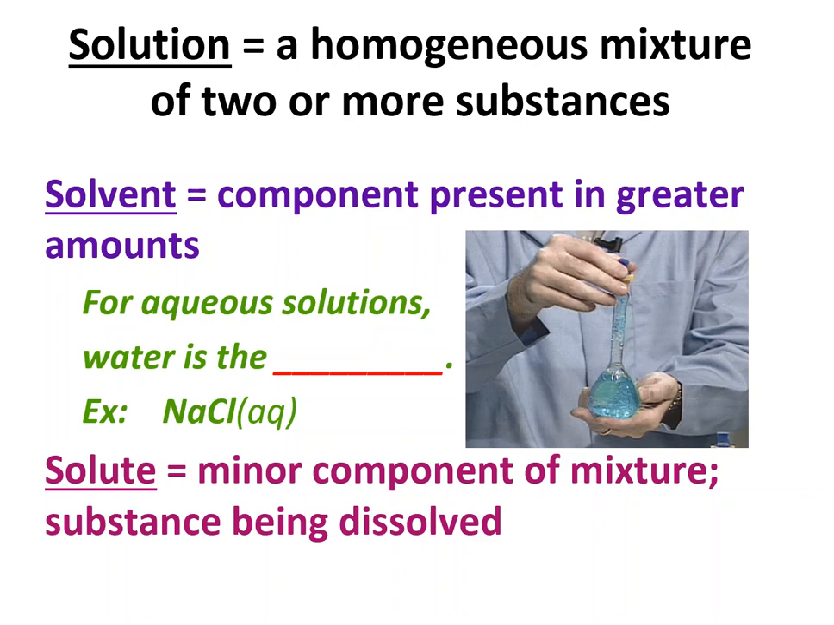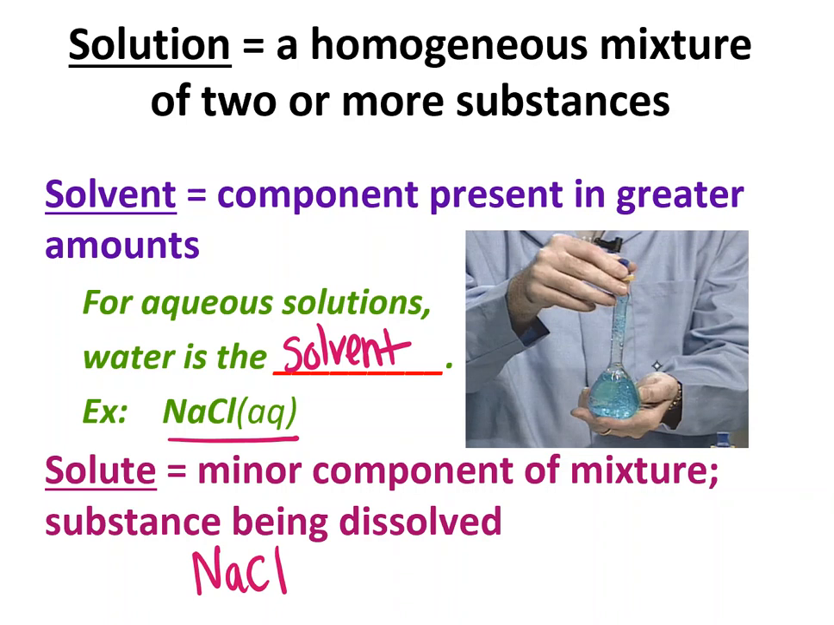Let's talk about what solutions are and what's happening when something dissolves, and then we'll get back to our chemical reactions. So a solution, you have something that's dissolved in something else. So it's a mixture where there's more of one of the components. For aqueous solutions, water is the solvent. It's there in a greater proportion. And the solute is the minor part. So for this one, the solute is the NaCl.